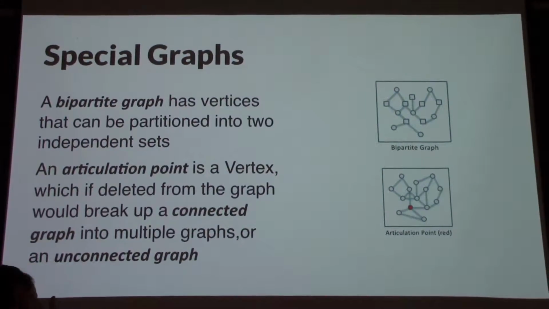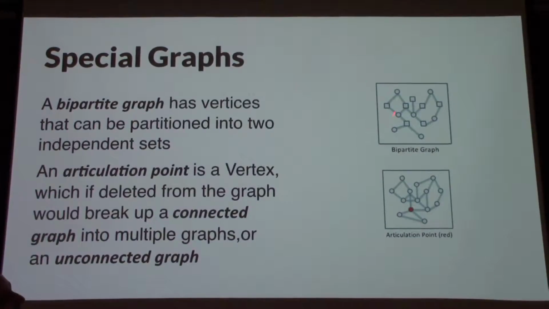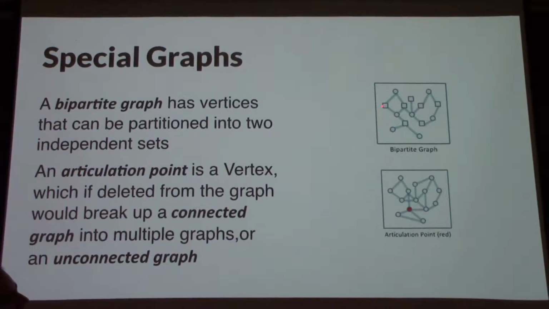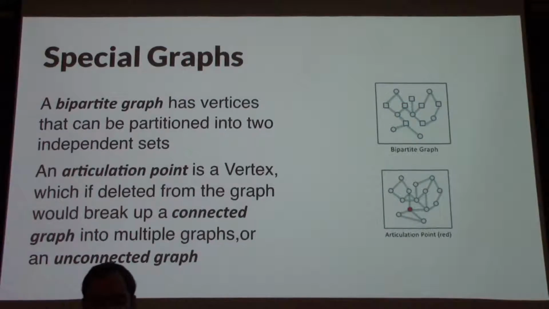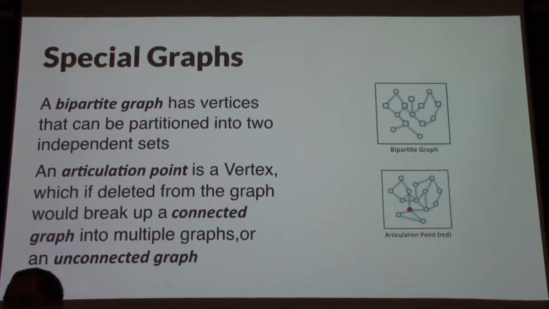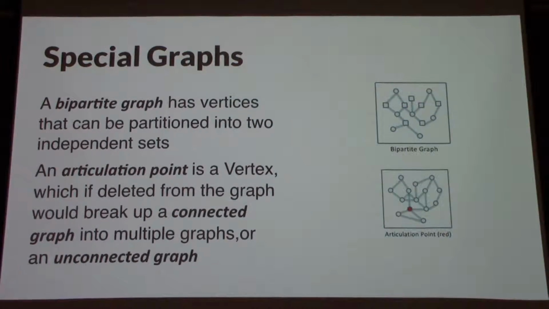It's not just two types of vertices, it's that there is no connection between two squares or two circles. And that's what makes up a bipartite graph. You could also have k-partite graphs where you have more than two classes.